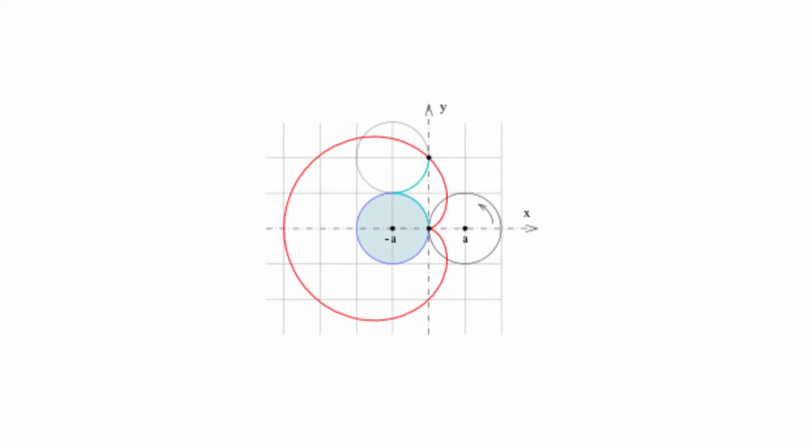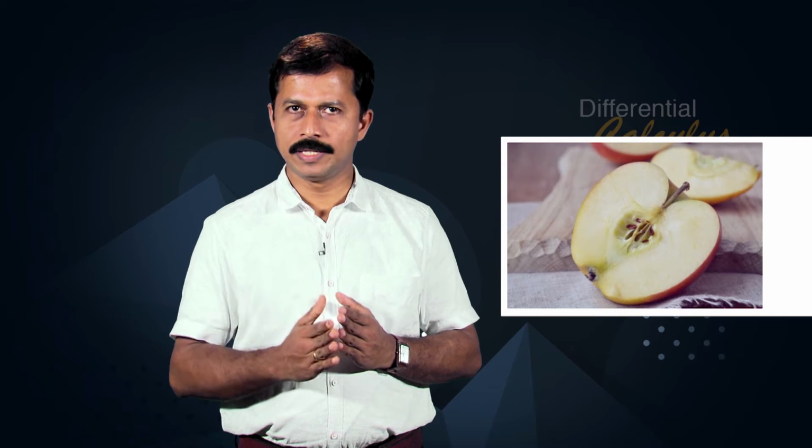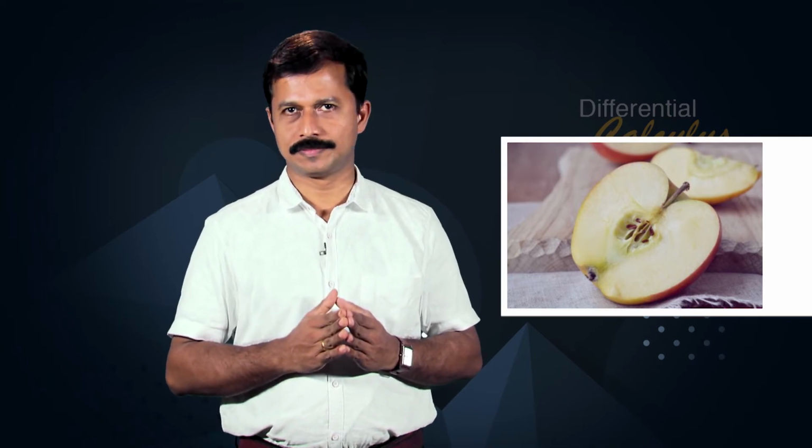A cardioid is a curve that is the locus of a point on the circumference of a circle rolling round the circumference of another fixed circle of equal radius. The Greek word cardia means heart. Of course, the name cardioid means heart shaped. If you cut an apple in half, then the resulting shape of the apple's cross section is a cardioid.